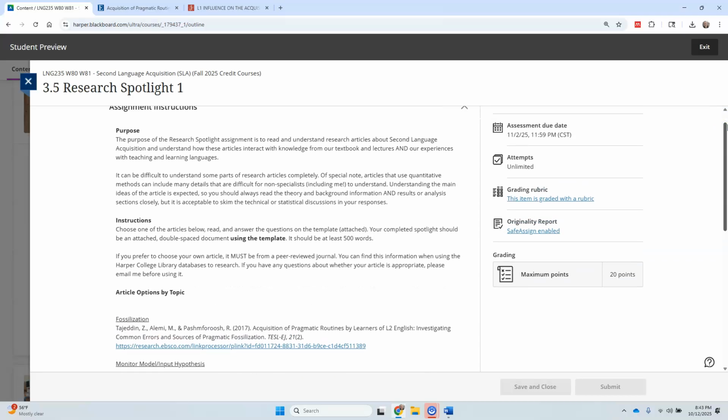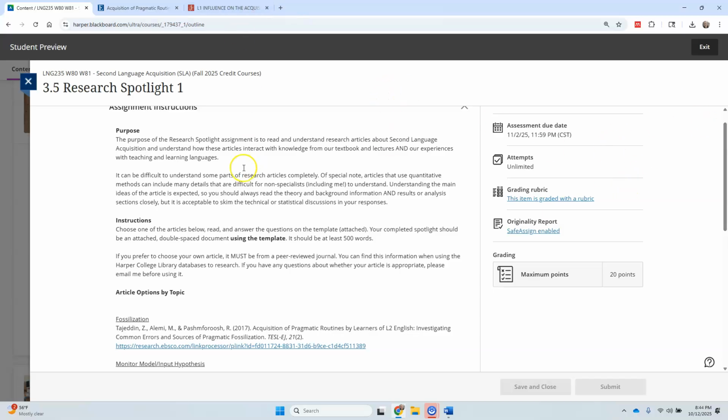The purpose of the research spotlight assignment is to read and understand research articles. You will need to analyze how the research articles, which are current modern research articles, interact with knowledge from our textbook and lectures, and with your own experiences teaching and learning language. It can be difficult to understand some parts of research articles completely.